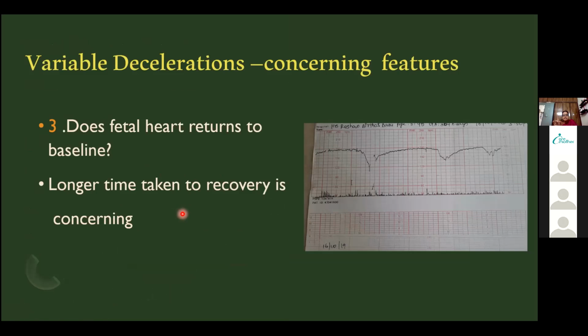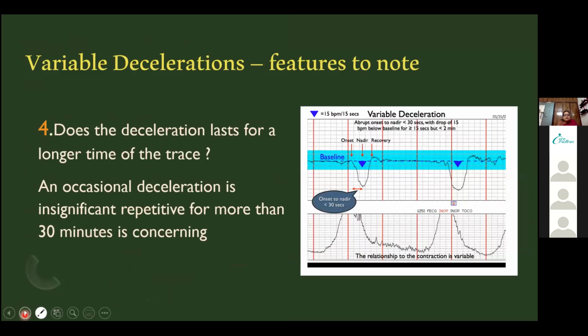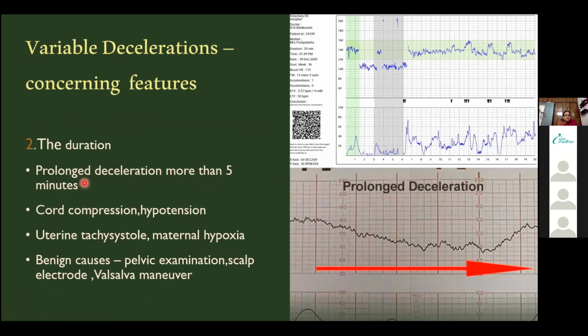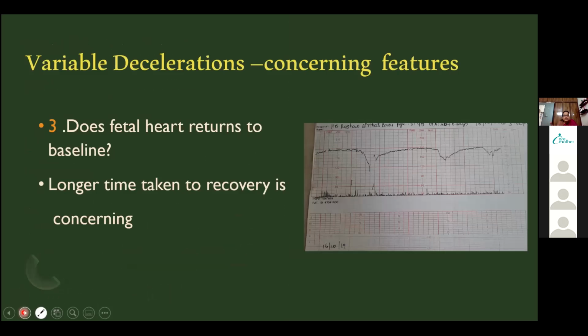The first point, we said, is there any shouldering? The second is the duration of the deceleration: shouldering and then duration. Here you see there is no shouldering, and then does it return to normal? See this, if you take this as the baseline heart rate, this dips down, and this is not symmetrical. So the recovery is taking a longer time.